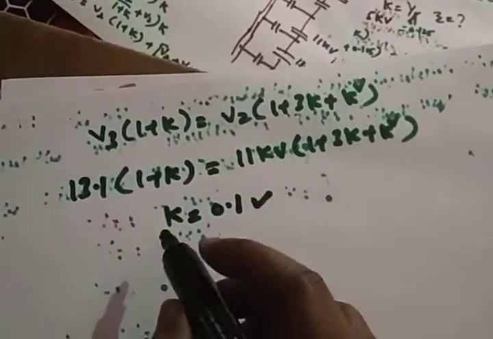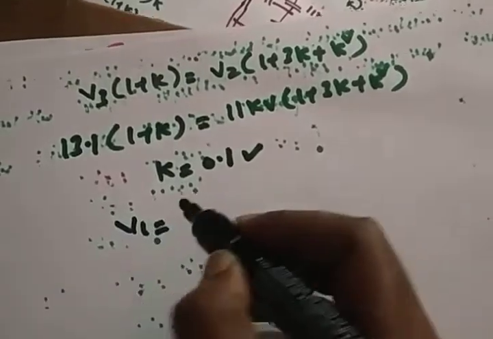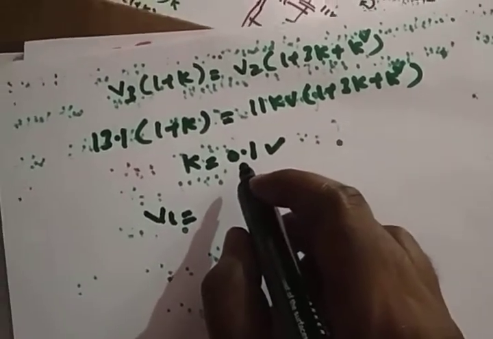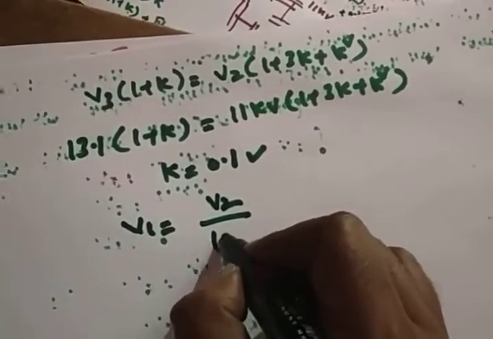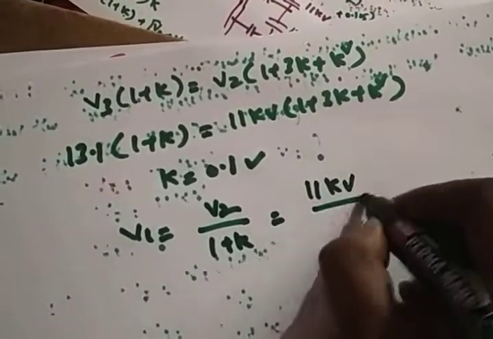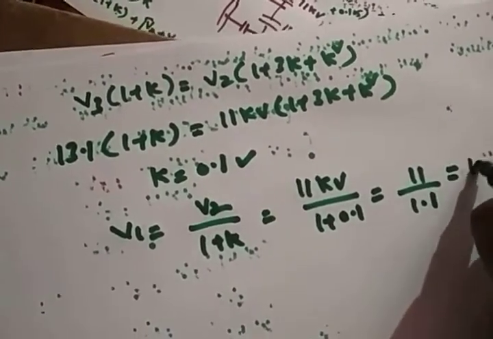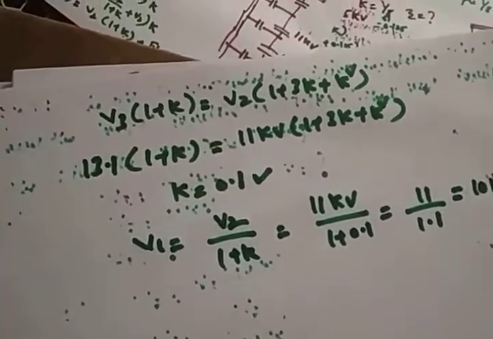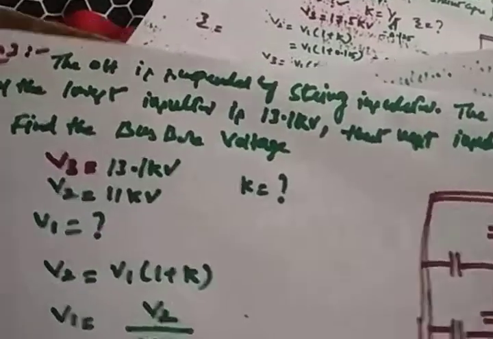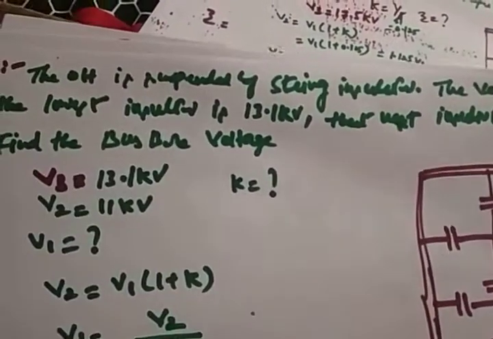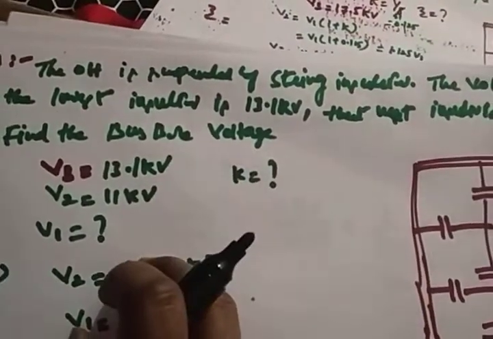So you know the k value, then substitute and find out V1. So V1 is equal to, what is the formula? V2 by 1 plus k. What is the value of V2? 11 kV by 1 plus 0.1. So 11 by 1.1. So what is the value? 10 kV. Right? Last you will get all the values. So whatever the format is, first you need to find out the k value. With that you can calculate the value of V1, V2, V3.